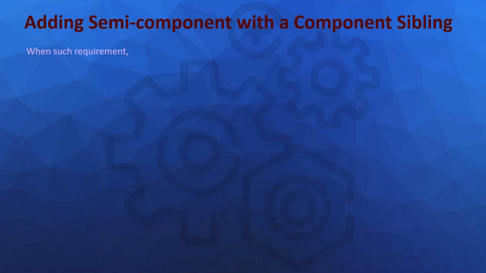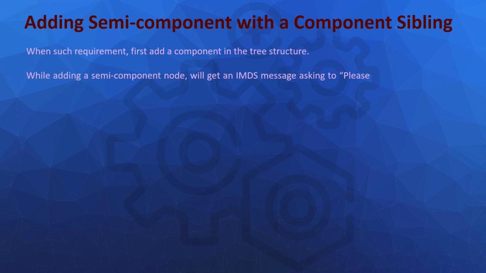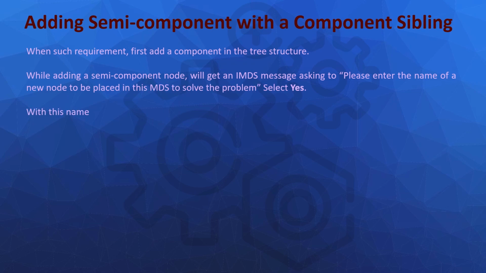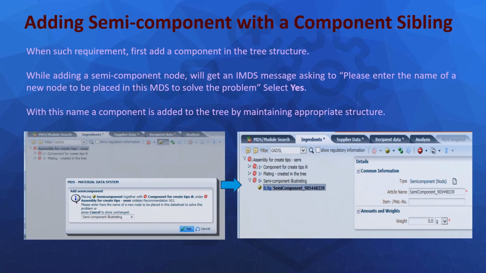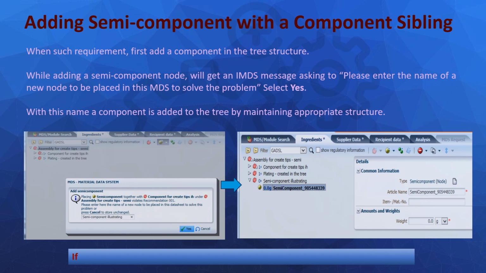When we need to add a semi-component with a component sibling, first add the component in the tree structure. While adding a semi-component node, the system will ask, please enter the name of a new node to be placed in this MDS to solve the problem. Select the Yes option. With this name, a component is added to the tree, maintaining the appropriate structure. If the semi-component is added first, you cannot get this option of adding a component.